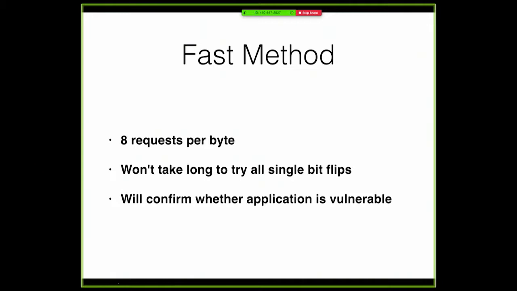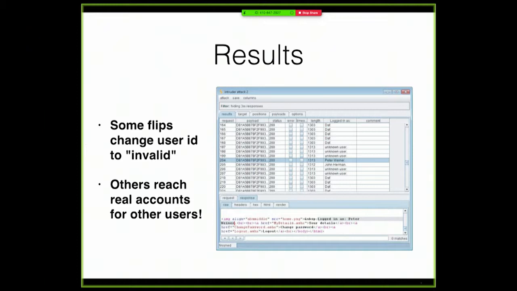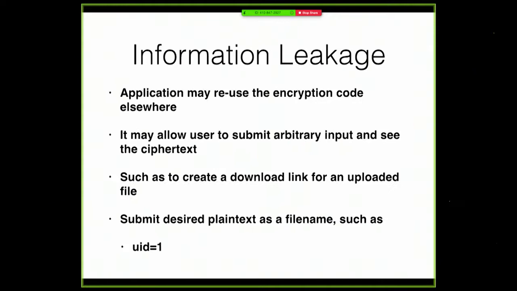That'll tell you if the result is most of them are invalid, but some of them will actually reach accounts of users and it'll pile them up. So you see up here I get me, and here I got unknown user, and here I got Peter and John. 2 of them turned into real other users. So I'm able to prove I can do horizontal privilege escalation, and if I was lucky enough to get root, I'd be vertical privilege escalation.